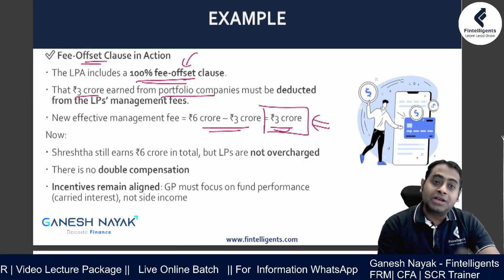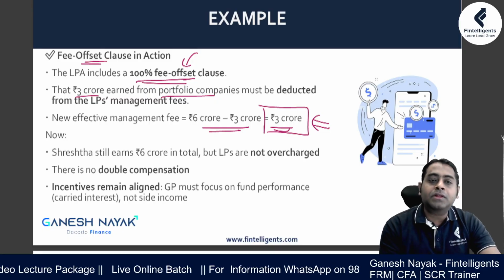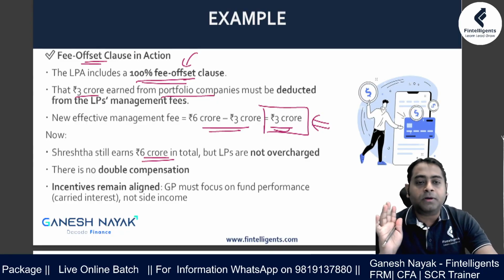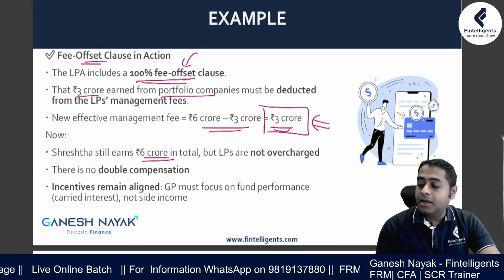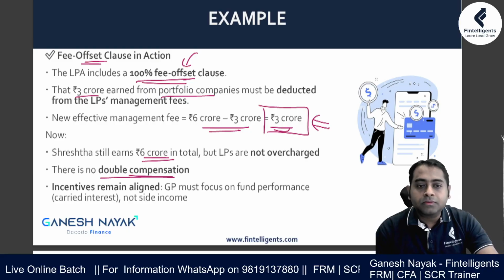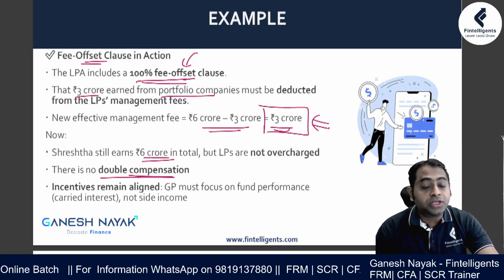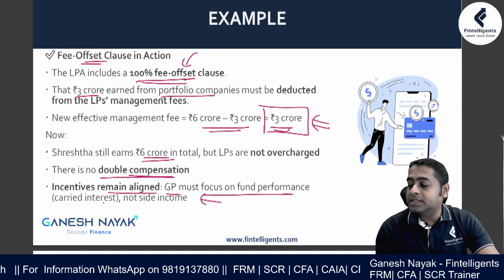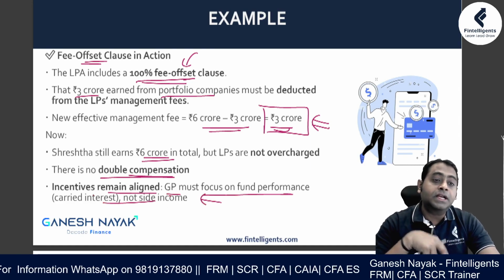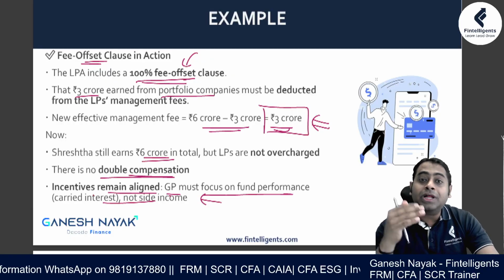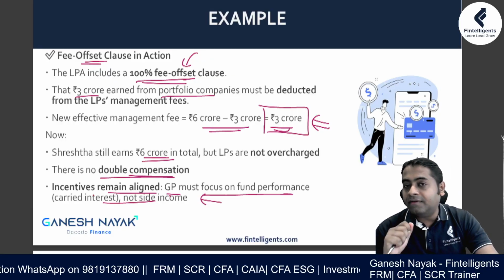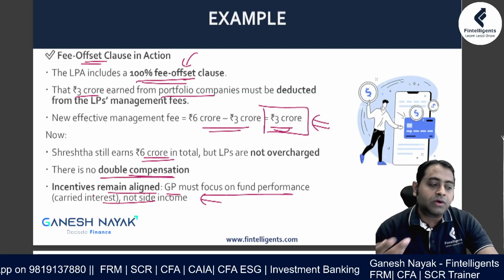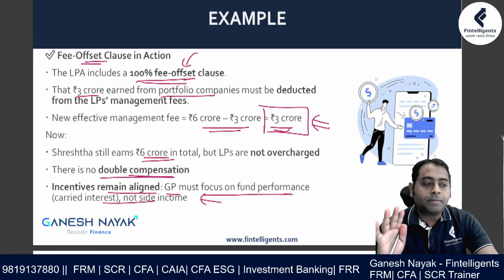So the general partner or the fund manager is still going to earn that 6 crore: 3 crore as management fee, 3 crore from the portfolio company. How does it help? It avoids double compensation. Very, very important, because your overall return will get changed. Incentives remain aligned. Now the GP only focuses on the working of the fund. He does not have to be involved in the company to that level, because if I'm going to charge an advisory fee and making money from both sides, there could be a conflict of interest or there could be an issue. Okay, I'm taking a pause.